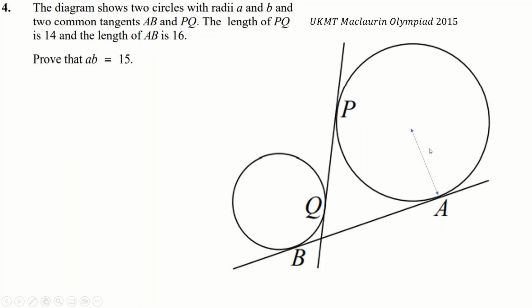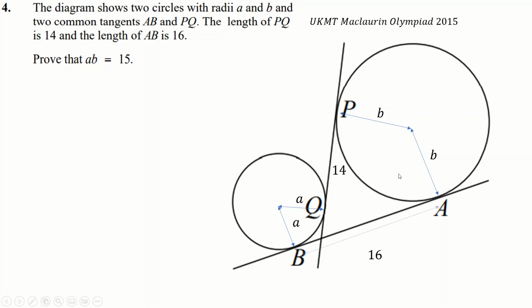So we've got a radius A and a radius B, so that's fine. We can label those up. These seem like the most useful points to draw my two radiuses because those are actually intersection points with the circles. We've got a length PQ, which is this distance here of 14, just down to there. And we've got a length AB of 16. Prove that AB is some number.